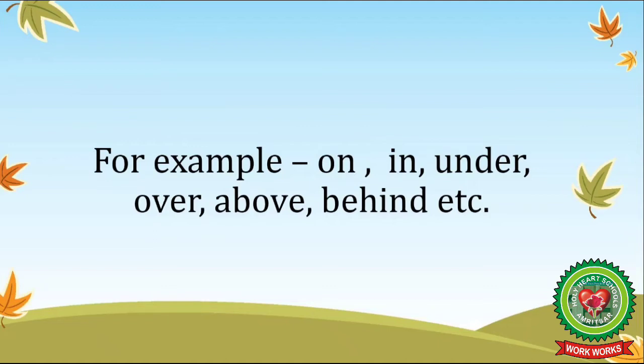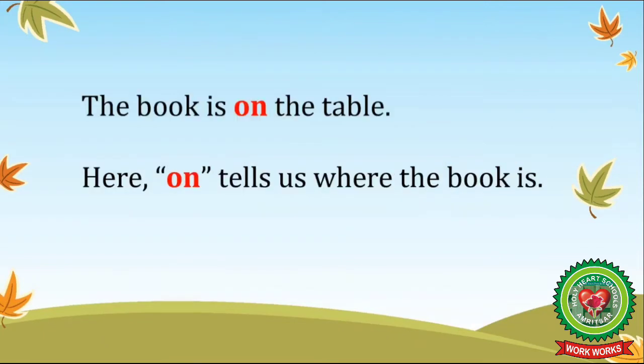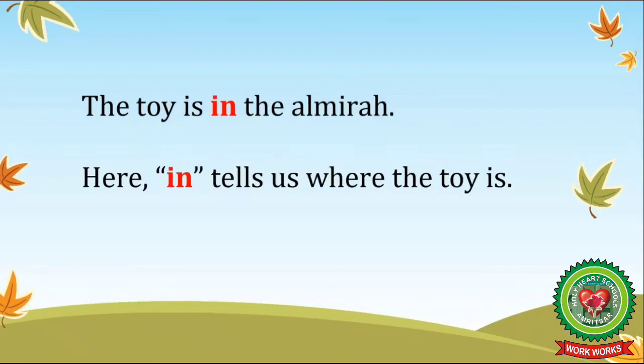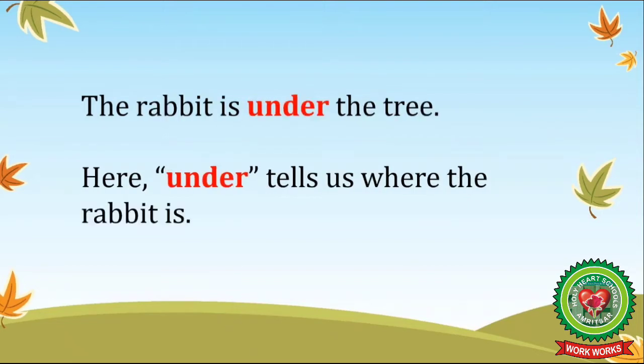Now let's understand prepositions with a few detailed examples. The book is on the table. Here the word on tells us the position of the book. Therefore, on is a preposition. The toy is in the almirah. Here the word in tells us the position of the toy. Therefore, in is a preposition.